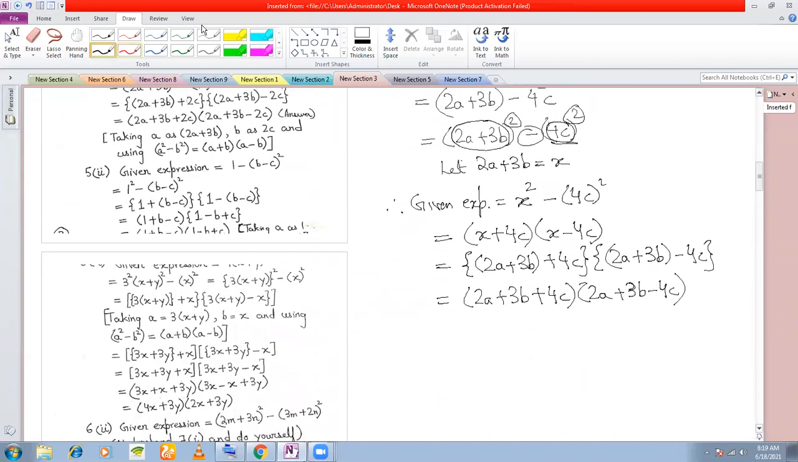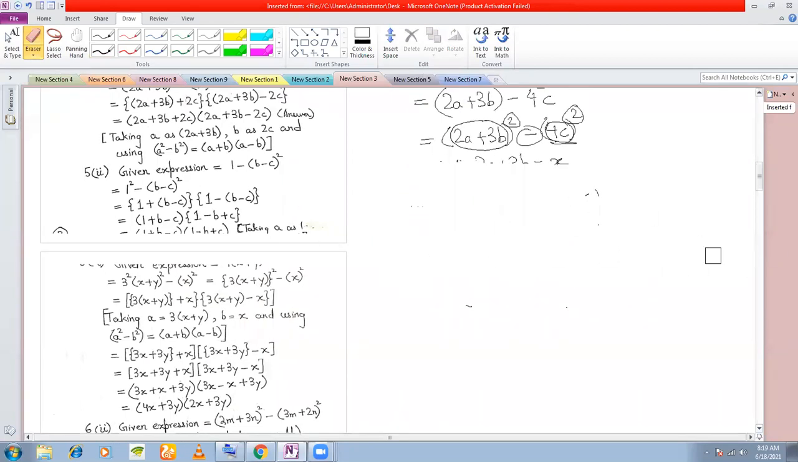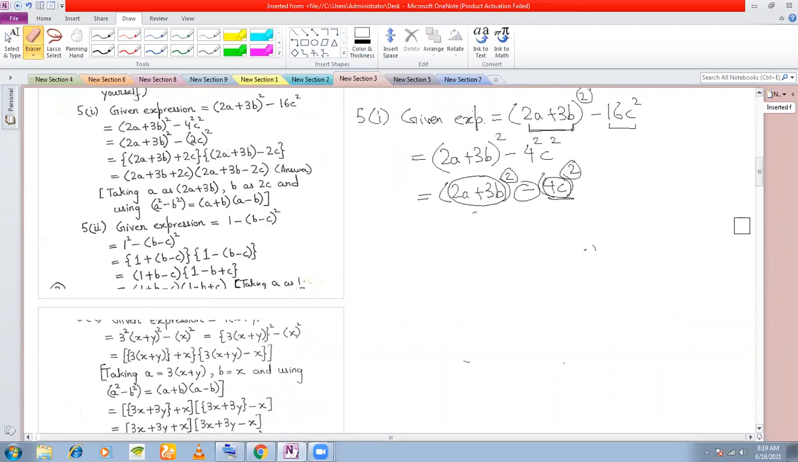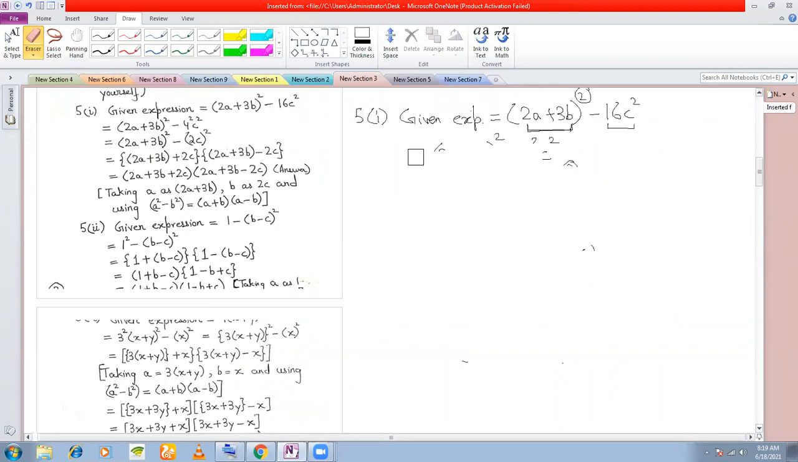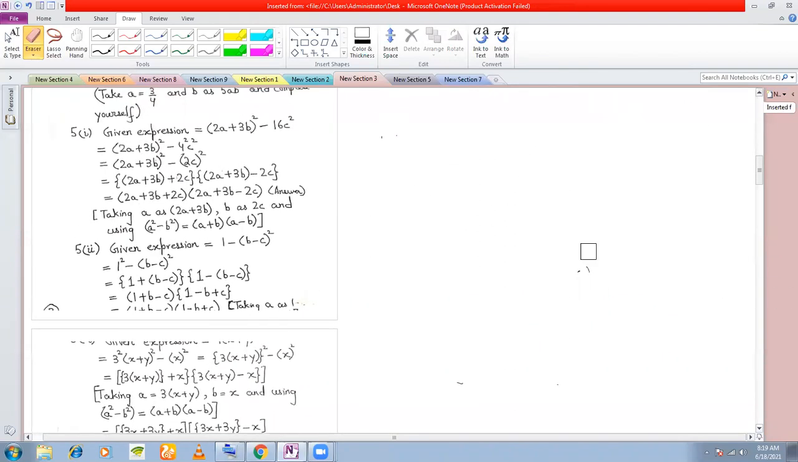Sir, tell me, is it important that we have to let 2a + 3b equal to x? In the expression, can we do it directly? Yes, you can do it directly. Sir, I have done it directly, in the notes. Here I am showing you just for explanation. Okay, sir.